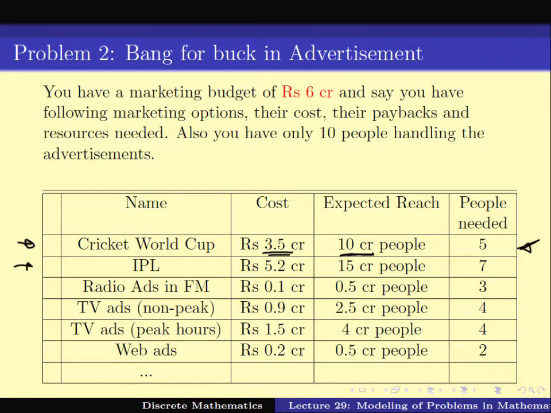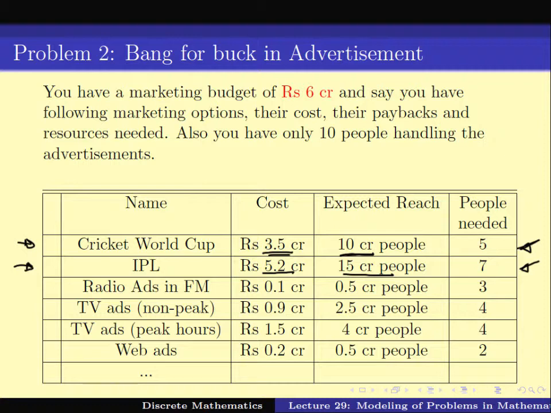Whereas you can have the IPL, maybe you will be reaching 15 crore people, the cost will be more, and also the number of people that you will be needing is 7 people. Similarly, for radio, the cost is very low, 0.1 crore, but you expect to reach half a crore people, and you also need only 3 people. And similarly, like this. The question is how much or which of these things should you invest in?